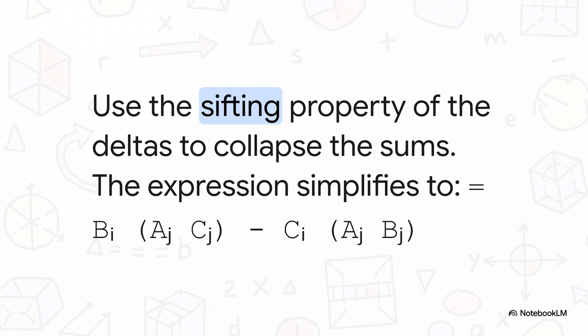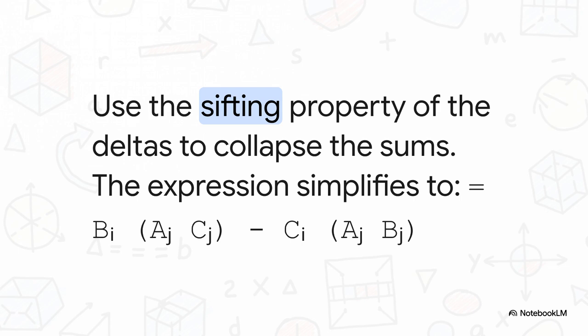And now for the big simplification. We're going to use that sifting property of the deltas. So let's distribute the AjBmCn to both parts of the parentheses and take them one at a time. The first term is delta im, delta jn, AjBmCn. We have two sifting operations to do here. First, the delta im acts on the sum over m. It sifts through the Bm and replaces the m with an i, turning Bm into Bi. Then the delta jn acts on the sum over n.